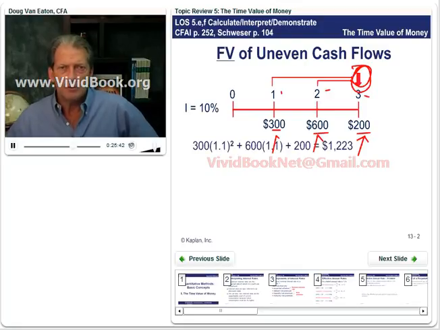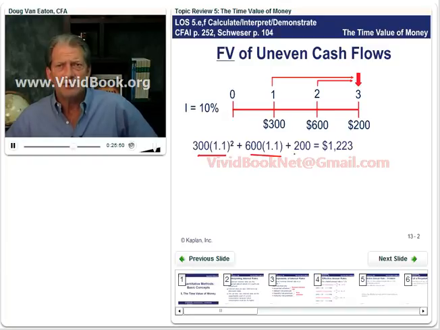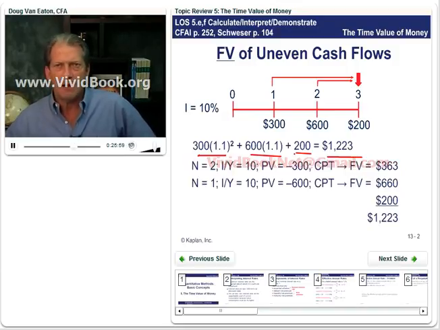So let me clean some marks off there so you can see this. Well, that $300 earns interest for 2 years. The $600 earned interest for 1 year at 10%. The $200 comes in at time 3. And so there's our total that would be in the account at time 3.